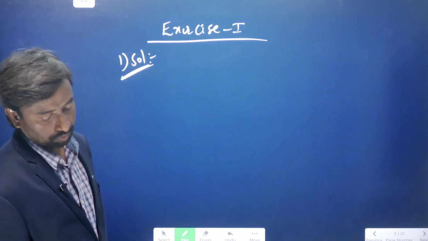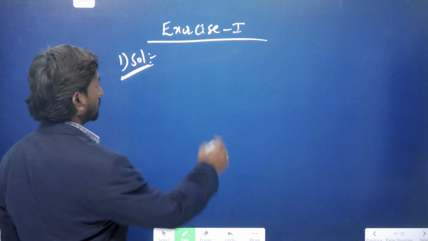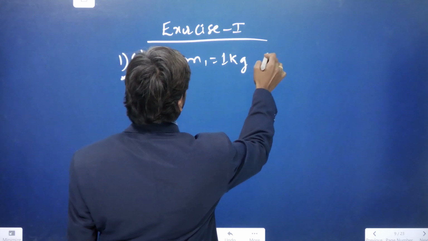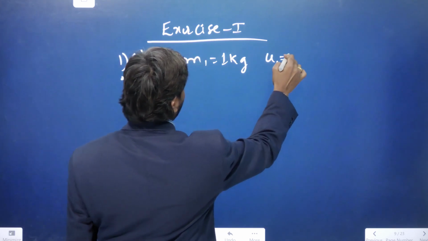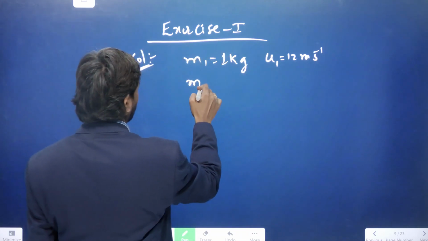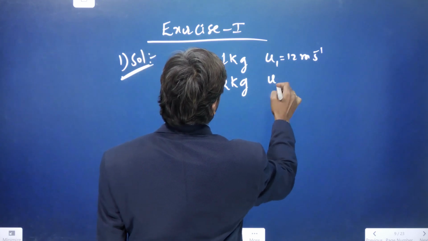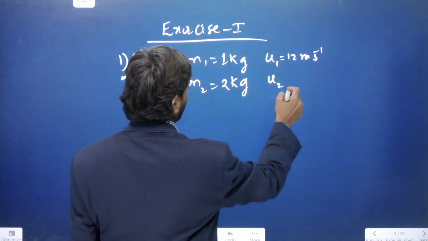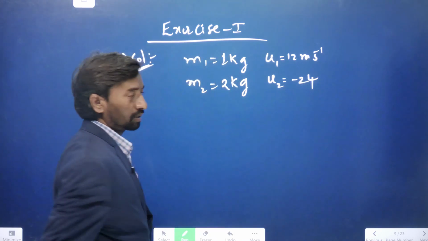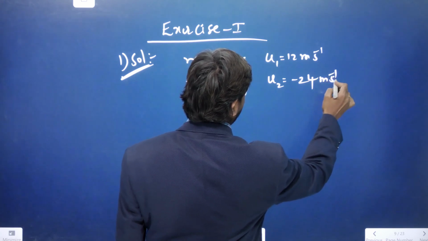Okay, so the coefficient of restitution is given here. The mass of the first body is 1 kg and its velocity is 12 meters per second. The second body has a mass of 2 kg, and its initial velocity is given. It is coming in the opposite direction, so opposite direction means we can write a minus here. So we take minus for u2.